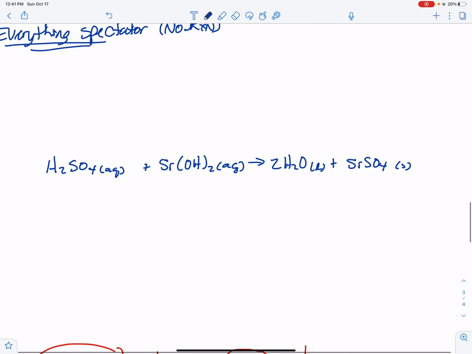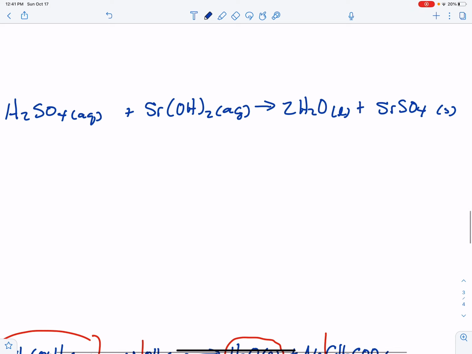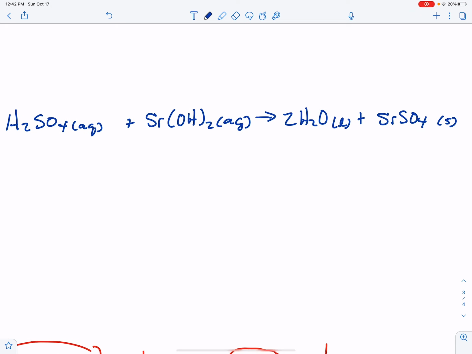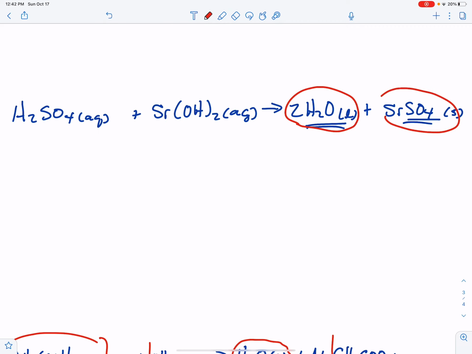I'm going to go to the other example. Now this one's a little bit stranger. That's why it's in the list, just to be fun. This happens to be a solid over here, and you're making a liquid. So if you think of this, I have two things that won't break apart. I definitely have a reaction going on. So that's going to stay together, and that's going to stay together.